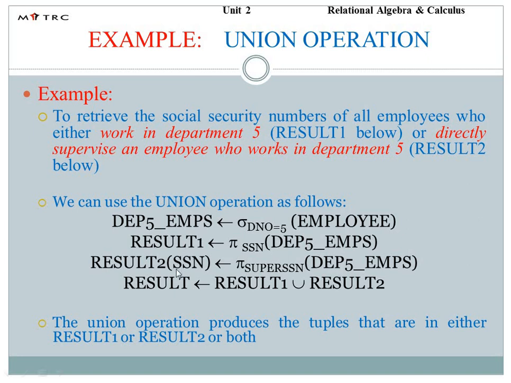Now if we are going to apply the approach and write down the expression by using the union operation, then we are having this as the simple representation. Since it is a combination of two operations, union and project, we are going to write it in the second format so that it becomes more clear. First of all, we select department number 5 from the employee. We call it DEP5_EMPS, that is department number 5 employees.